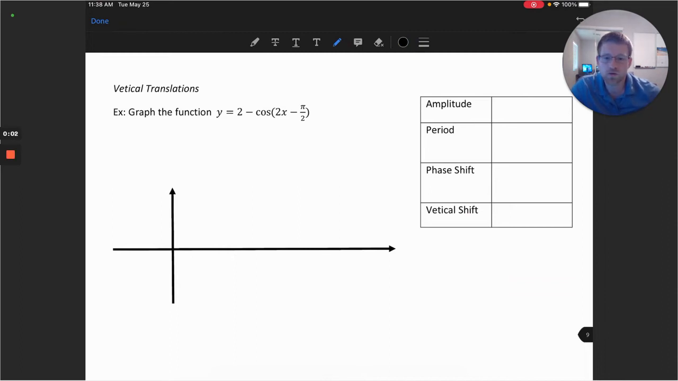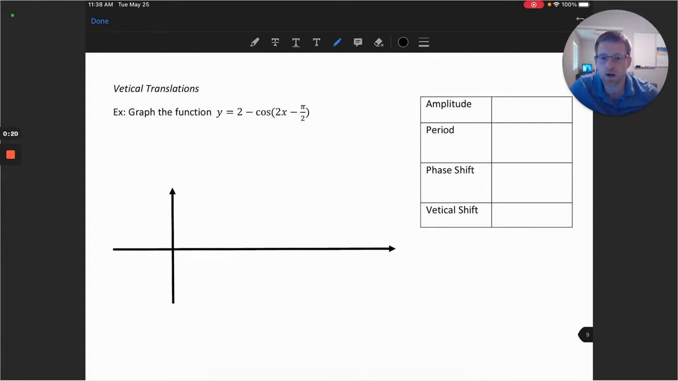Welcome. In this video, we'll take a look at some more sinusoid graphs involving some vertical translations. So let's take a look at the first example. We have the function y is equal to 2 minus cosine 2x minus pi over 2.